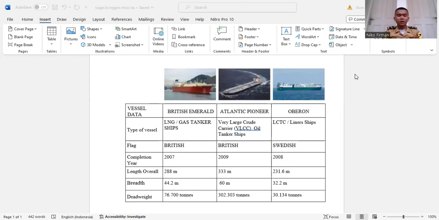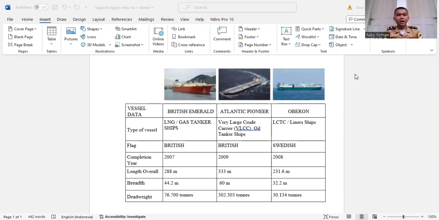And here I'm going to talk about the comparison of the vessels. We have here three types of vessels, and I'm going to explain what the difference is. Let's start. Firstly, is British Emerald.